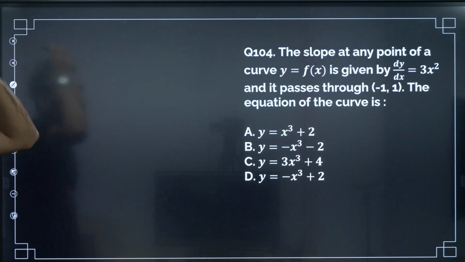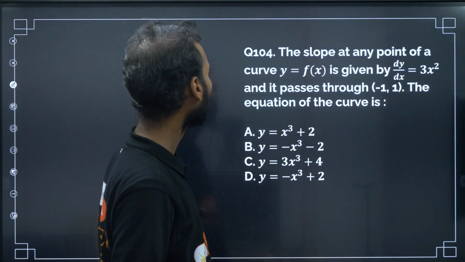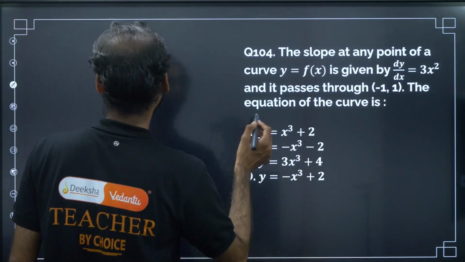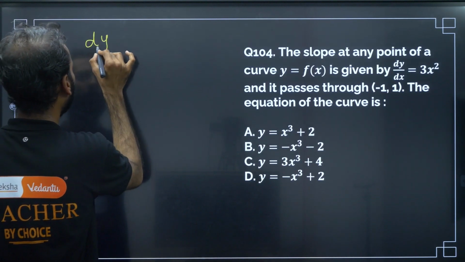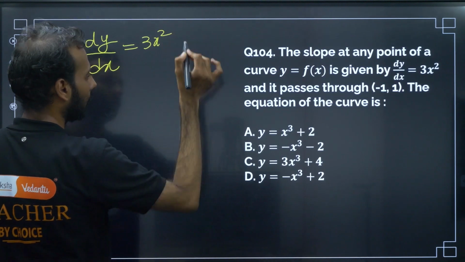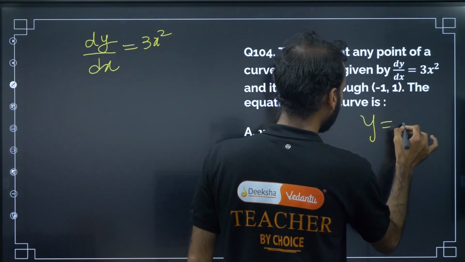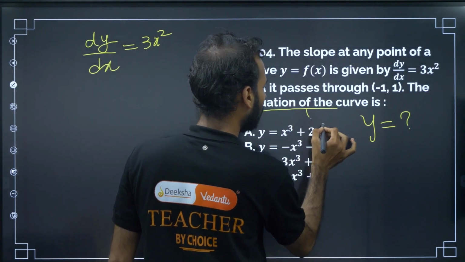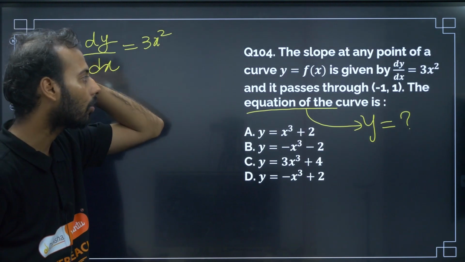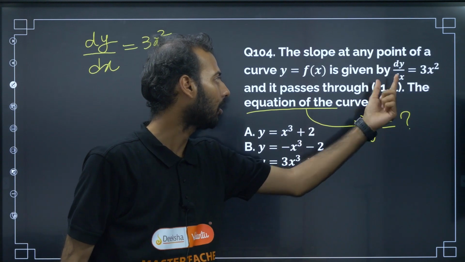Next, the slope of the tangent at any point of the curve y is equal to f of x is given by dy by dx is equal to 3x square. The equation of the curve means we have to find y, or you can say the solution, of this differential equation.